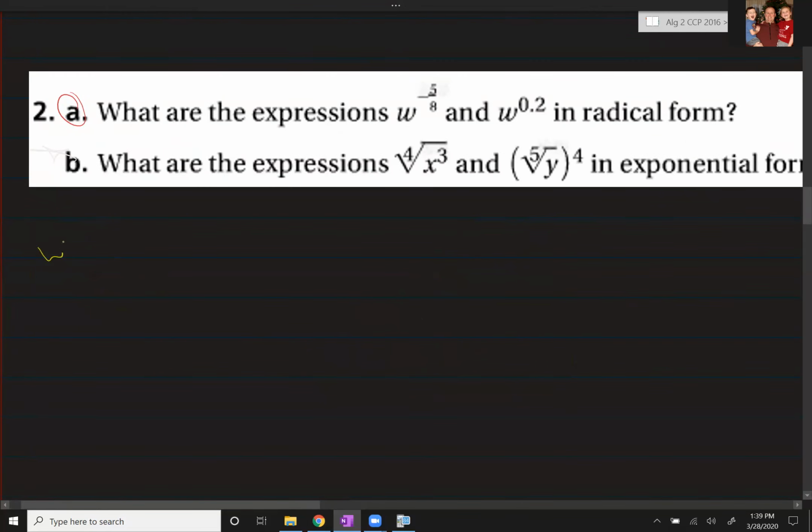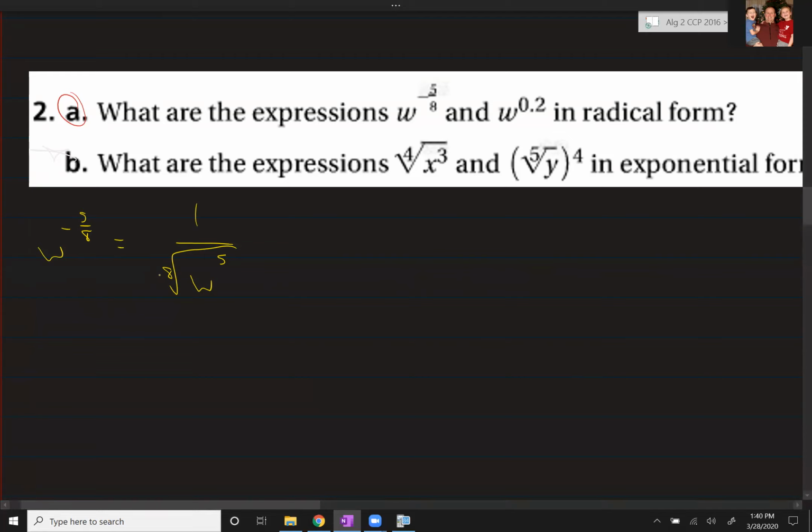So w to the negative 5/8. Well, hopefully the first thing we notice is it's going to be 1 over whatever we do to this. The next thing we know is going to be w to the 5th power. So the last number that we have left over becomes the index, because that was in the denominator. Power over the root. Power over the root. 5th power, 8th root.